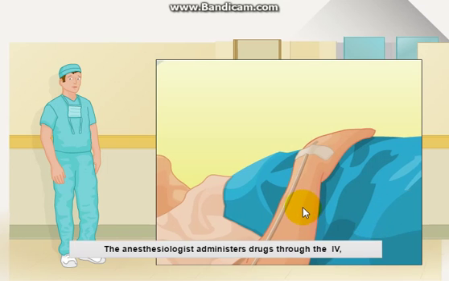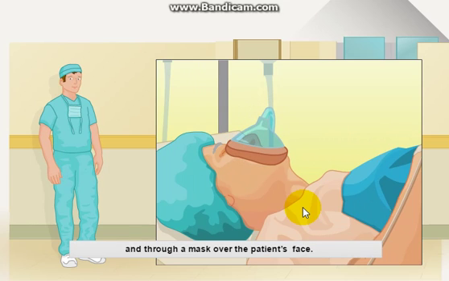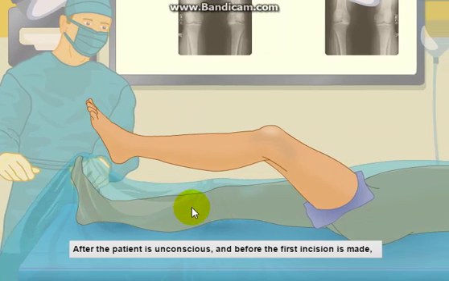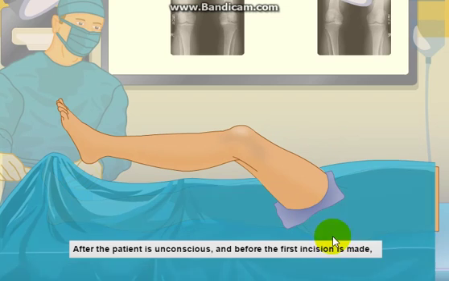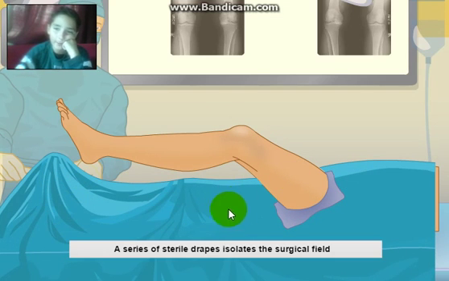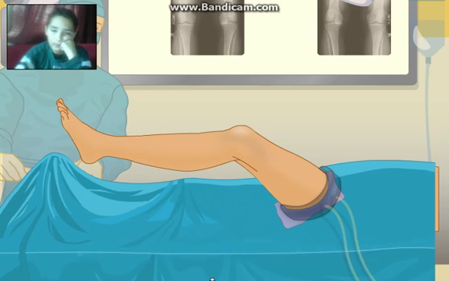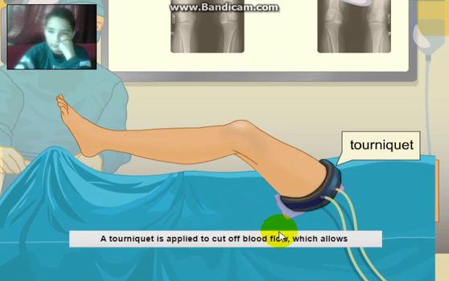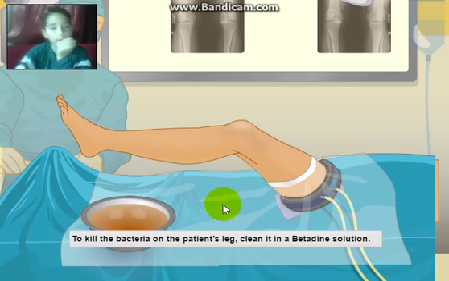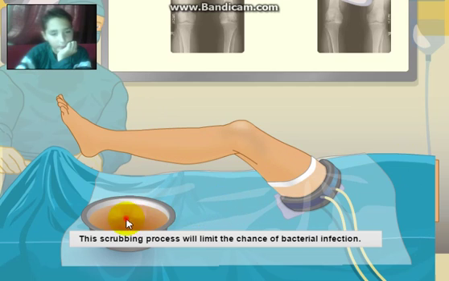The anesthesiologist administers drugs through the IV and through a mask over the patient's face. What function should these drugs perform? Good work. Great. After the patient is unconscious, and before the first incision is made, we need to establish a sterile field around the surgical area. A series of sterile drapes isolates the surgical field from the rest of the patient's body. A tourniquet is applied to cut off blood flow, which allows a clearer view of the surgical field during surgery. To kill the bacteria on the patient's leg, clean it in a betadine solution. This scrubbing process will limit the chance of bacterial infection.